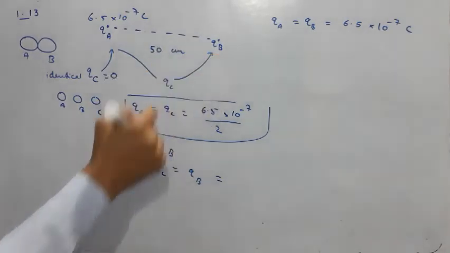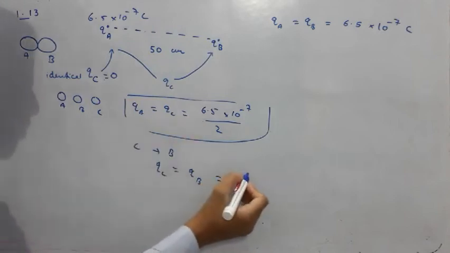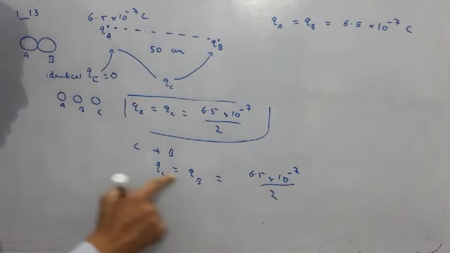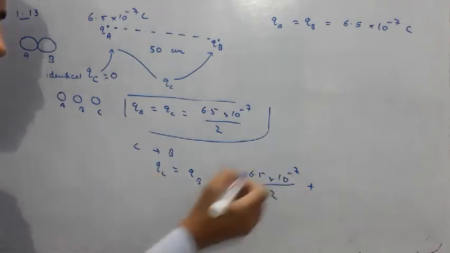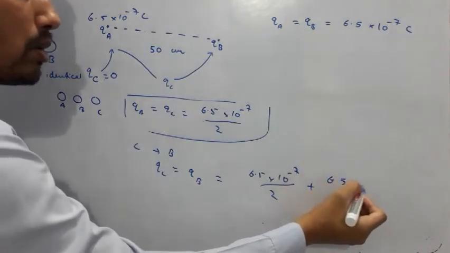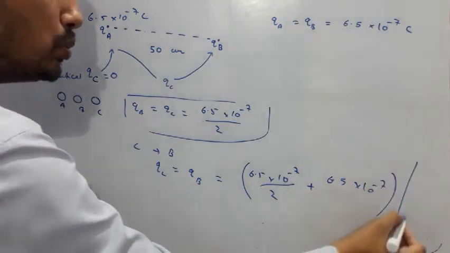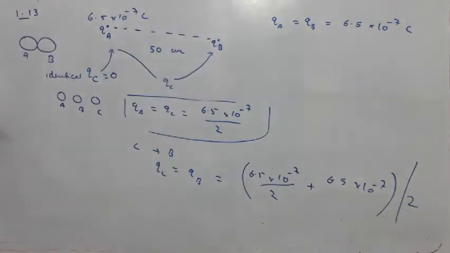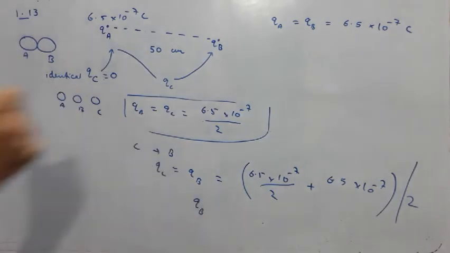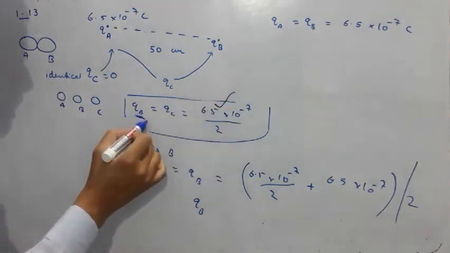So QC and QB will again become equal to how much? Sum of their charges by 2. Charges will be distributed equally. So it will become how much? 6.5 into 10 to the power minus 7 by 2. That is the charge on QC plus charge on QB is 6.5 into 10 to the power minus 7 coulomb and whole divided by 2. You will get some answer. So this will be the new value for charge on B. This is the new value of charge on A.